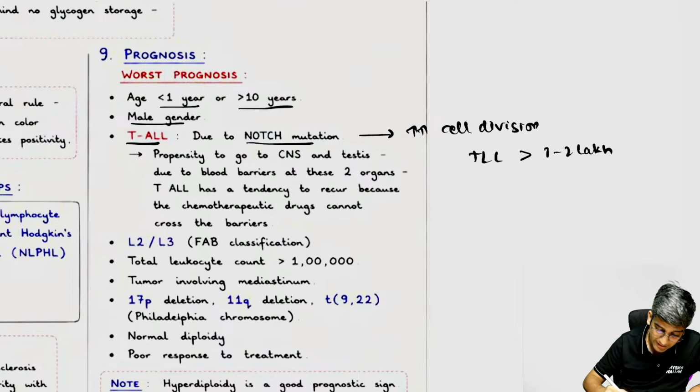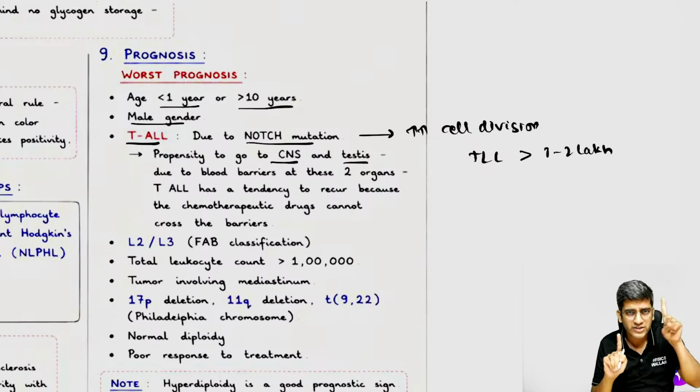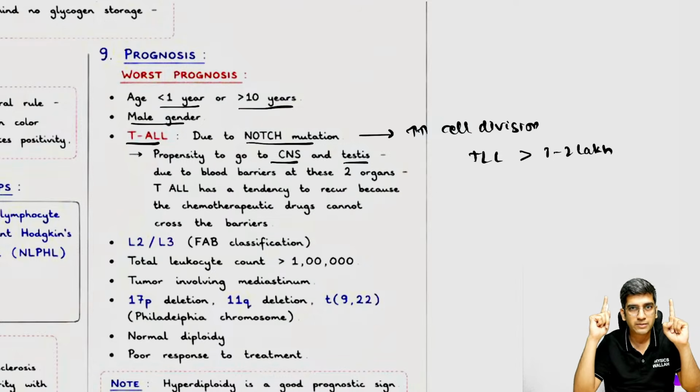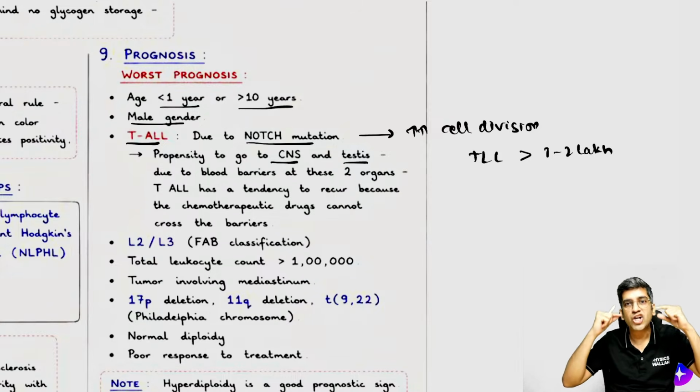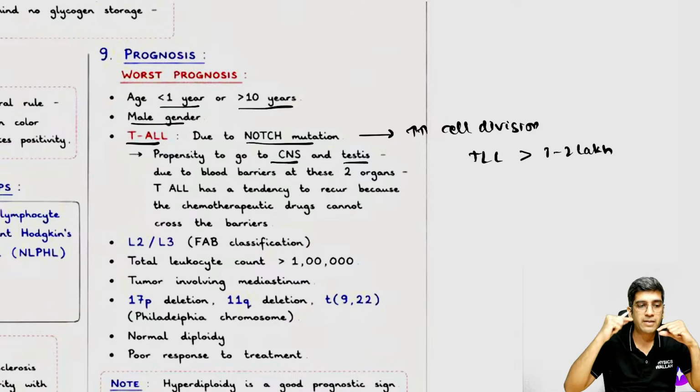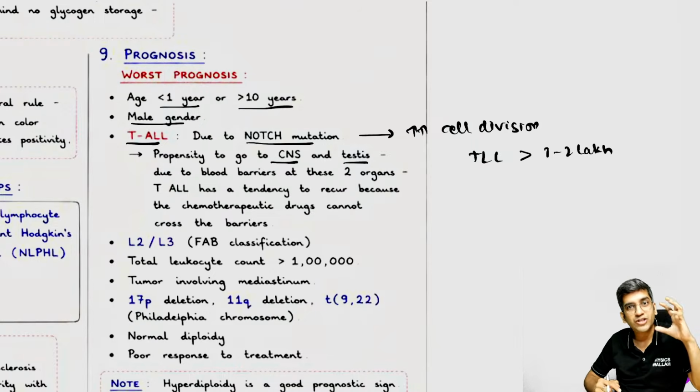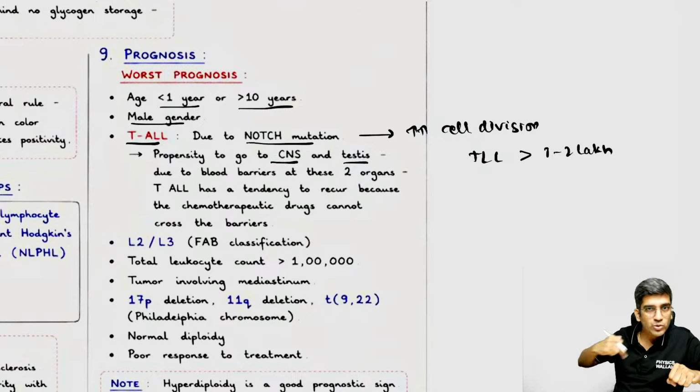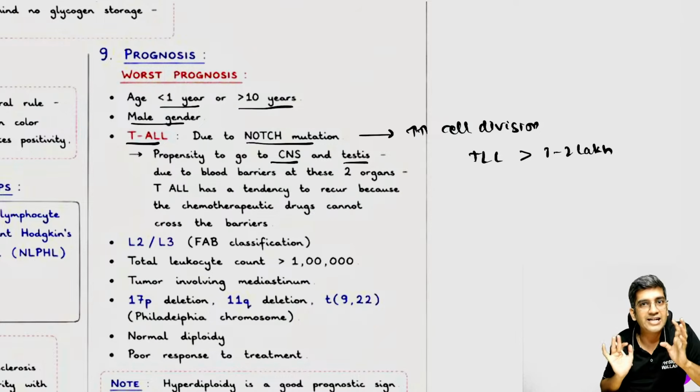TALL also has more predilection to CNS and testis. Why these two organs are important is that's the reason male gender is bad for us, because these two organs have the blood-brain and blood-testis barrier. You remember them in anatomy? So when I give a chemotherapy agent, it cannot cross the blood-brain barrier, cannot cross the blood-testis barrier. So they are very privileged sites. The blasts go and stay there. I cannot kill them with chemotherapy. So once I stop chemotherapy, these blasts will come back to the circulation. Like they are hiding, that's all, right?